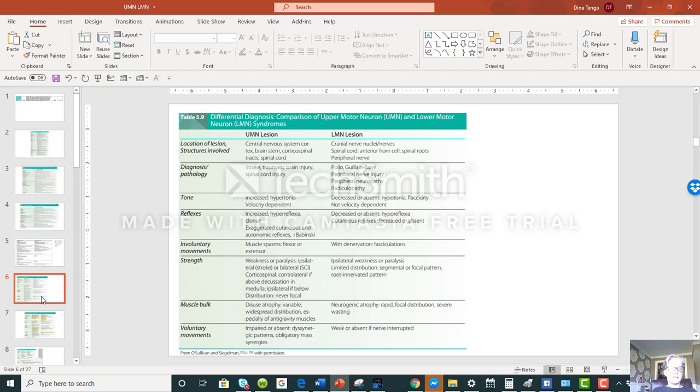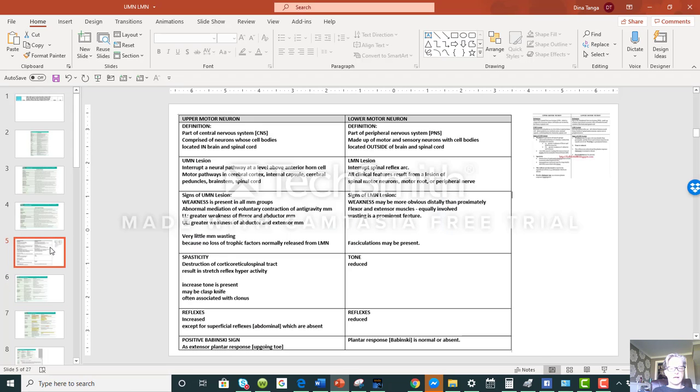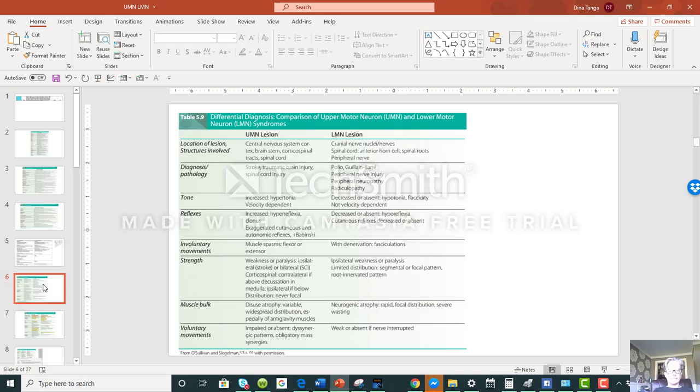So this is from the textbook, table 5.9. Differential diagnosis, comparison of upper motor neuron and lower motor neuron syndromes. So basically similar to what I just said on this slide, maybe a little different, so we'll kind of look at it. Location of lesion and structures involved. Well, for the upper, it's the central nervous system. Okay, that's the same. Brainstem, corticospinal tract, spinal cord.